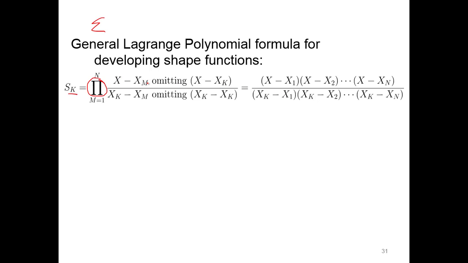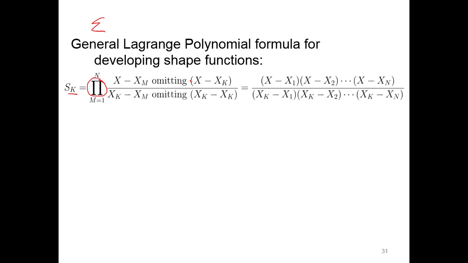So if we take x minus x_m, and we're doing from m is 1, starts at 1, and goes to n, whatever n value is. So you can see it starts at 1, 2, etc., till you get to n. We omit x minus x_k. We omit x minus x_k. So why do you think we omit x minus x_k?